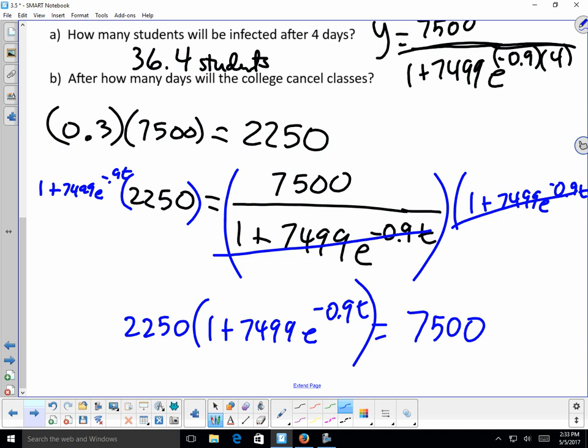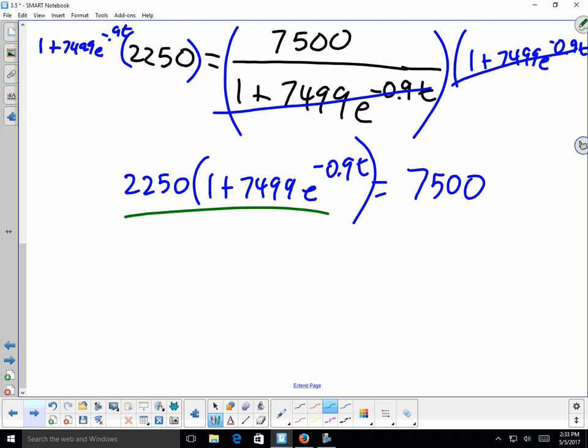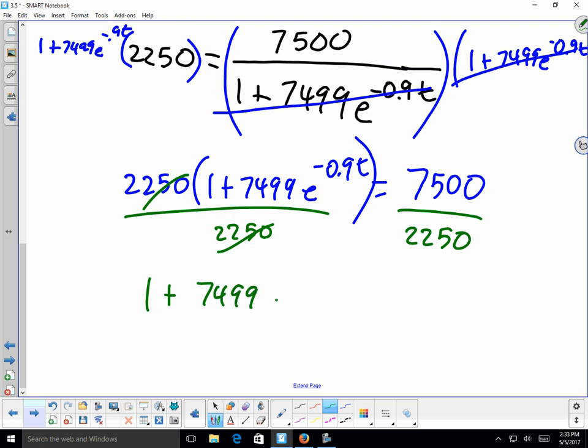What should be our next step here, Madeline? Divide by 2250. All right, let's do that. Dividing both sides by 2250. And so in this case, that's gone. I've got 1 plus 7,499 e to the negative 0.9t. And what does this turn out to be? 3.33. 3.3 repeating? Can people agree with that? All right, I'll just list it as 3.333.